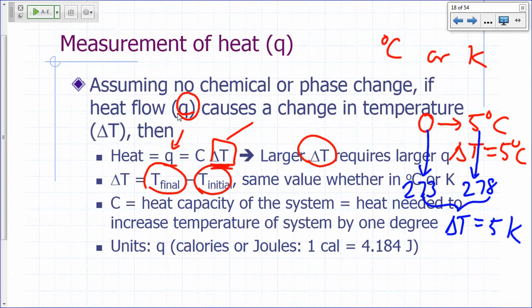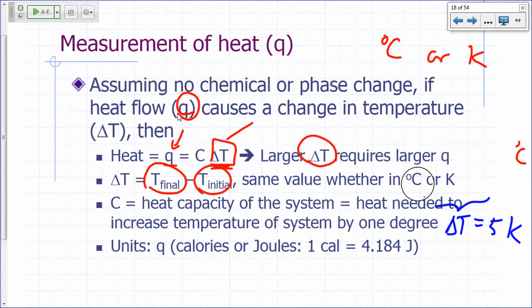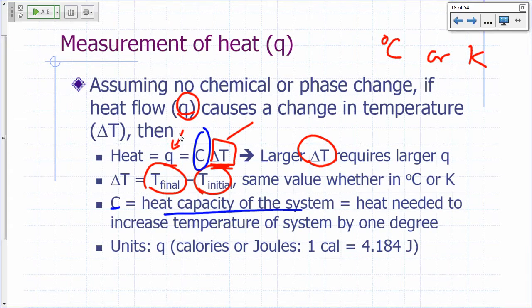So keep that in mind. Anytime you're looking at temperature changes, whatever the temperature change is in Celsius, that's the same temperature change in Kelvin, okay? So delta T is final temperature minus initial temperature. This proportionality constant here, the C, is called the heat capacity of your system. You can define that as the heat needed to increase the temperature of your system by 1 degree.